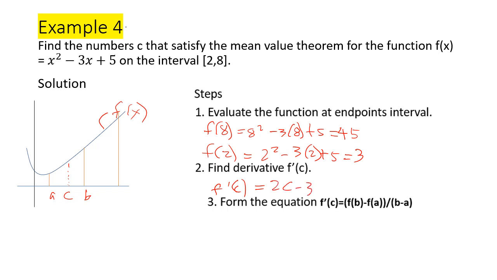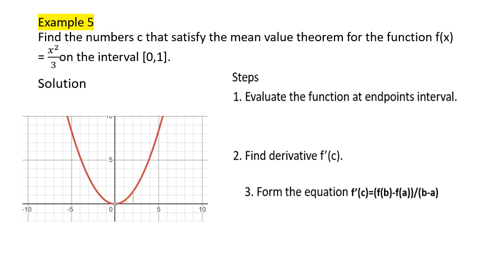So form the equation. 2c minus 3 equals (f of 8 minus f of 2) over (b minus a). For that one, b minus a is 8 minus 2. If you simplify this and solve, c equals 5. So this value 5 satisfies the mean value theorem. It is within the interval of 2 and 8.